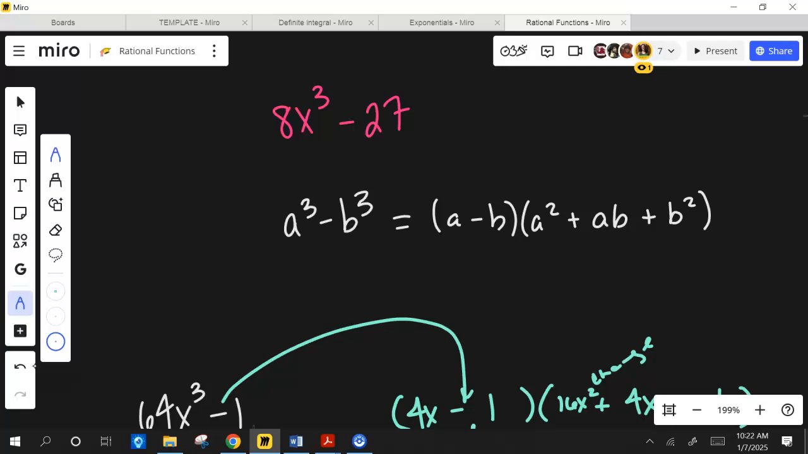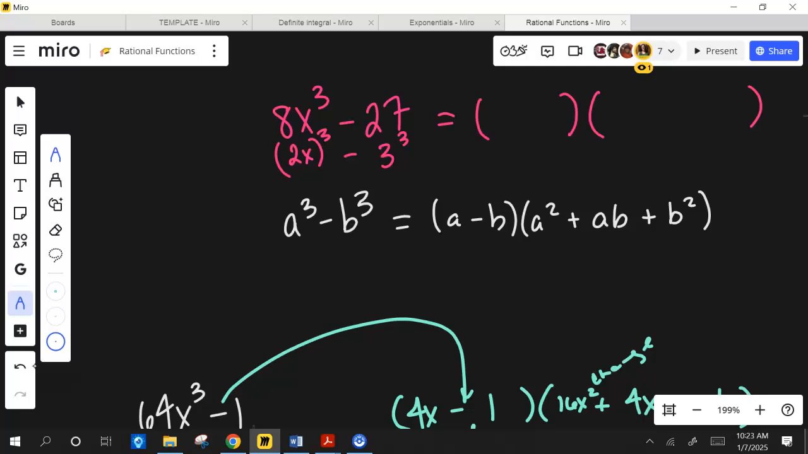What times itself 3 times might give you 27? I said 3. Okay. So this is a difference of 2 cubes because 2x to the third power is 8x cubed, and 3 to the third power is 27. So I could factor this, little parenthesis, big parenthesis.